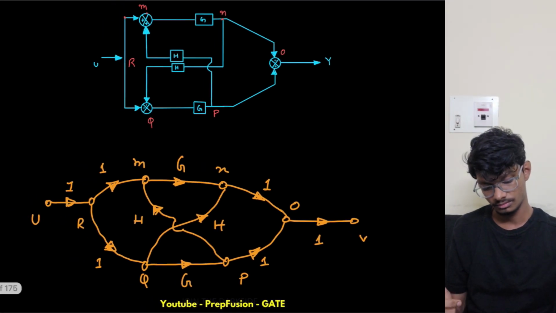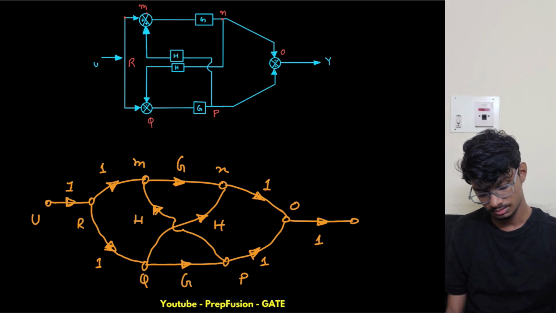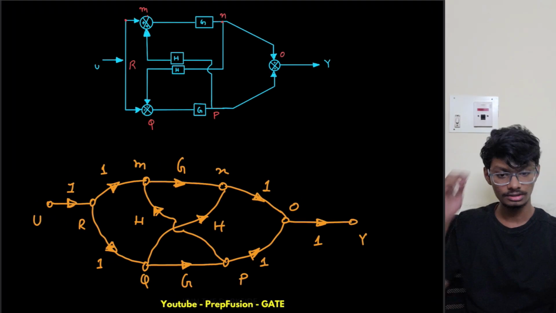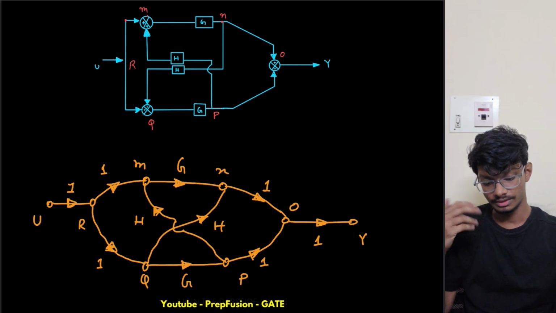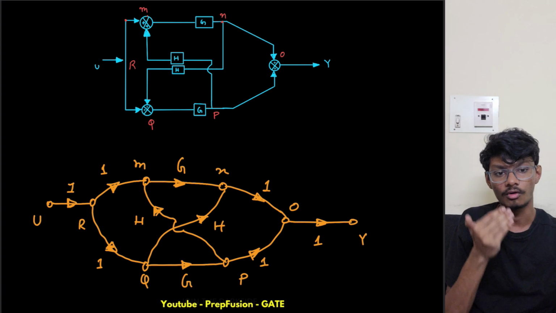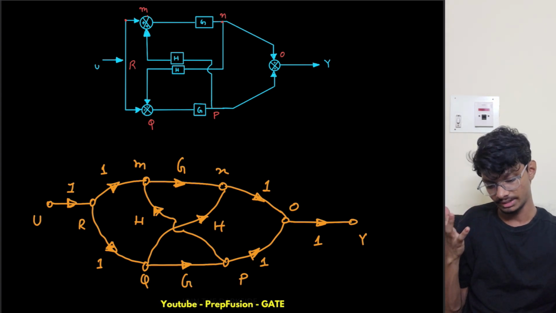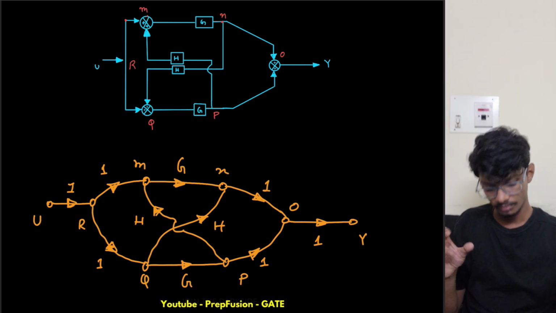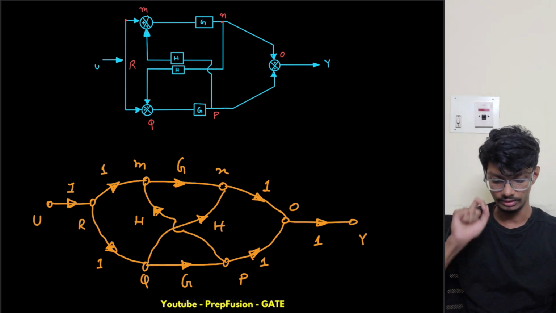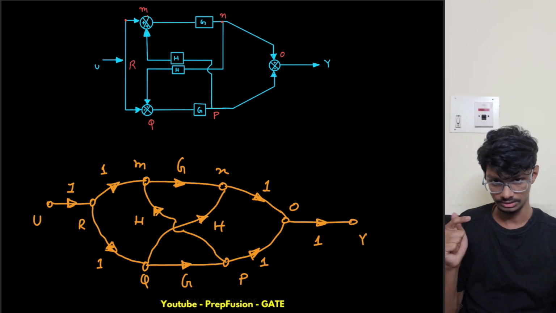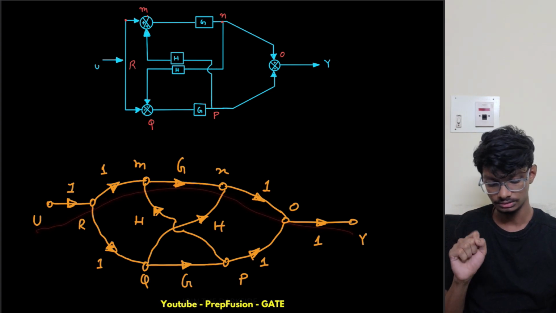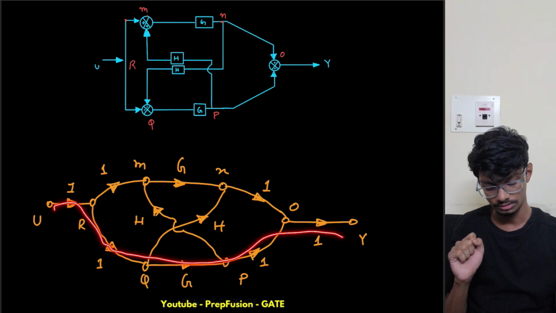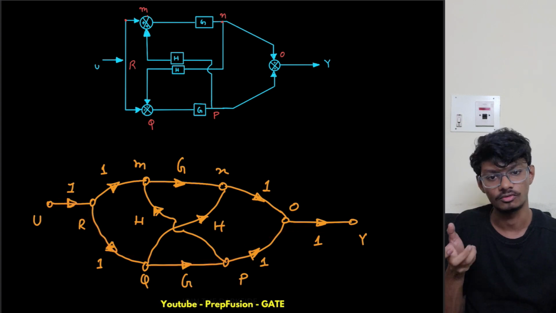Points of the SFG. So this is y by r. Now this is the SFG. What is the number of forward paths here? If you see, just pause this video right now and tell me the number of forward paths. I'm going from here to here, this is one forward path. I'm going from here to here, this is 2. Are there any other forward paths?